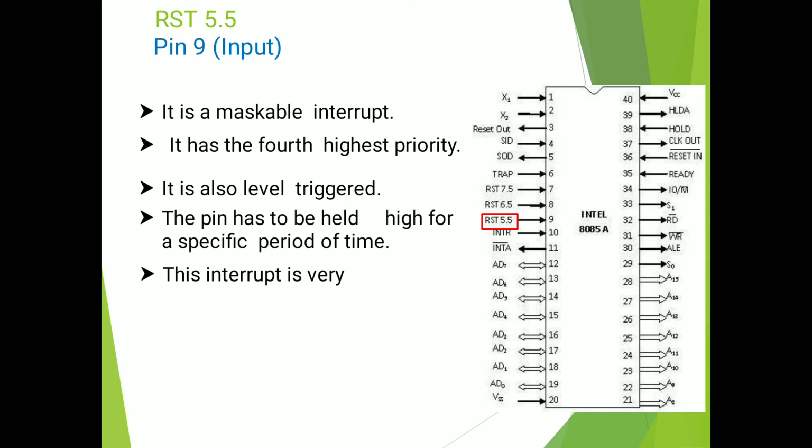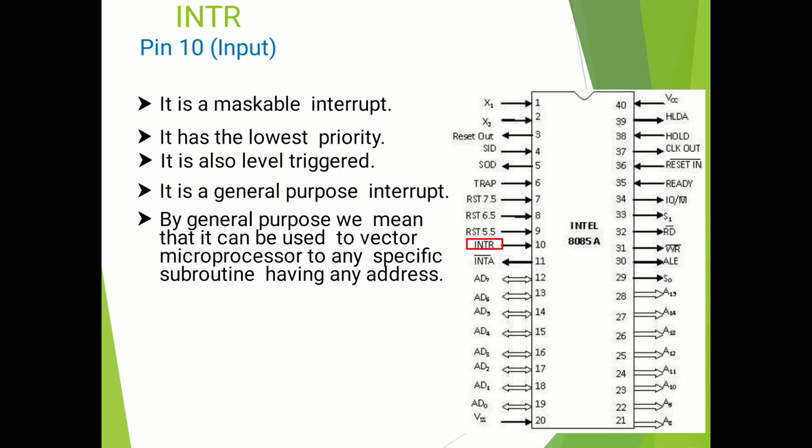INTR. This interrupt is a maskable interrupt. It has the lowest priority. It is also level triggering. It is a general purpose interrupt. By general purpose we mean that it can be used to vector the microprocessor to any specific subroutine having any address. It is affected by other input signals. It has the lowest priority among all the interrupts.